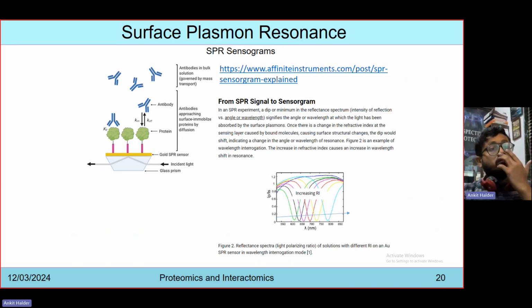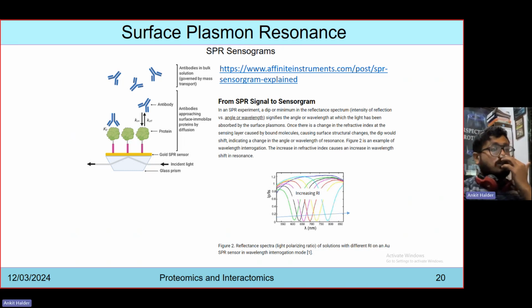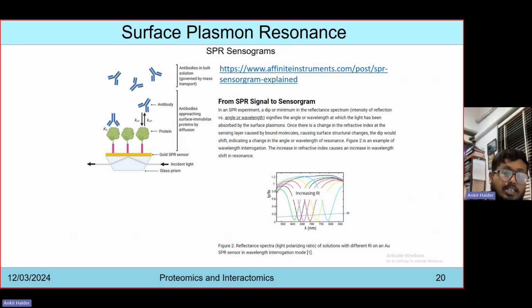Now, from the SPR signal to the sensorgram. How do we make sense of this kind of data? We will look at this now, starting with the standard experimental design and setup.